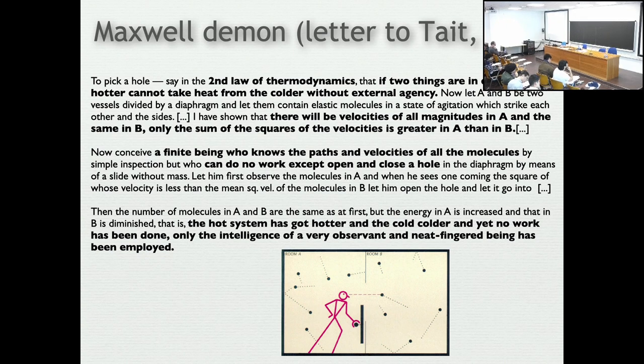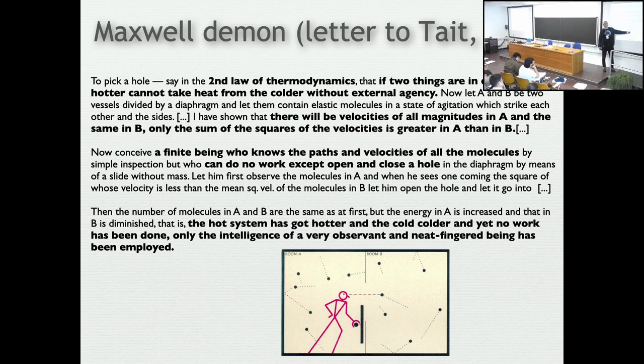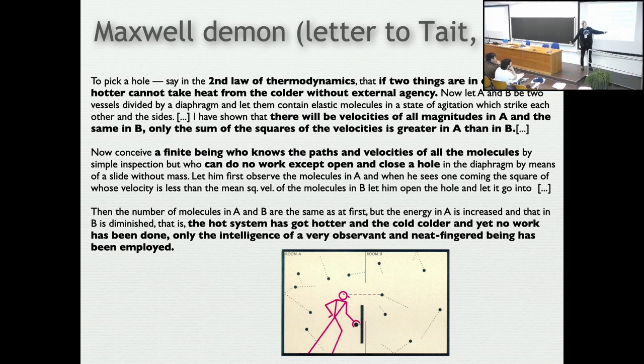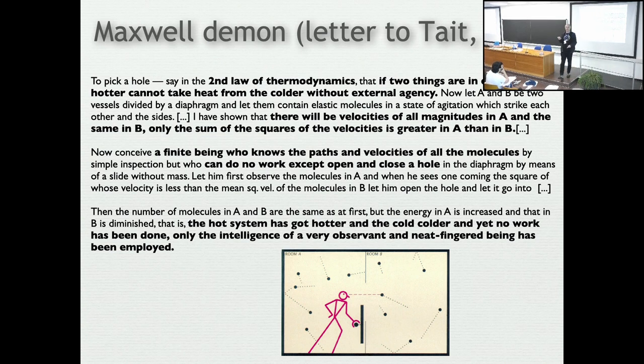The idea is that the system is closed, and in principle, of course, this is the problem. The whole thing is closed. And of course, what Maxwell showed is that in principle, the entropy production of this closed system is negative. This is what we said is defeating the second law.